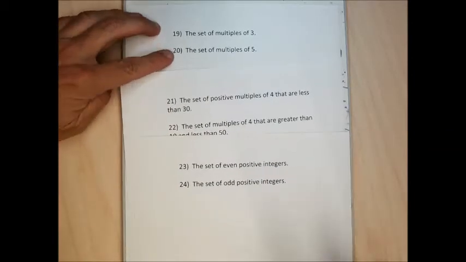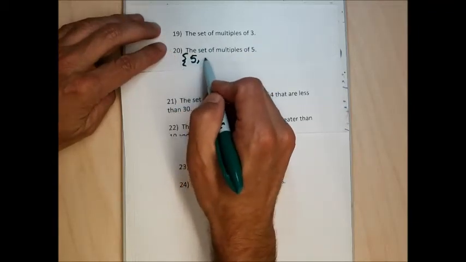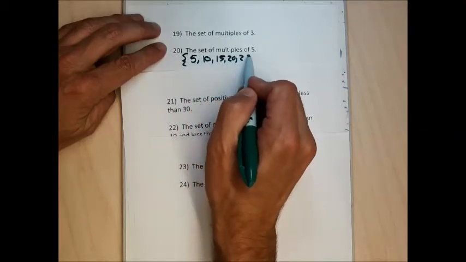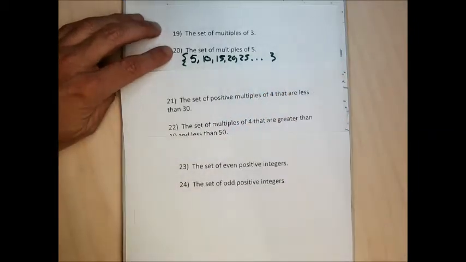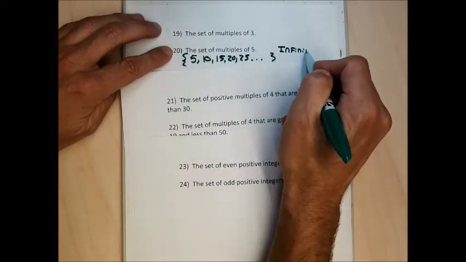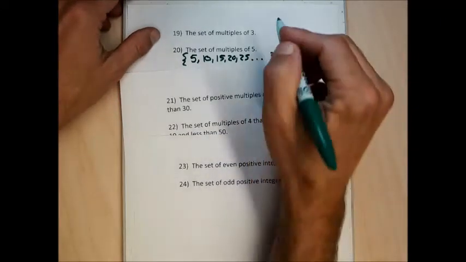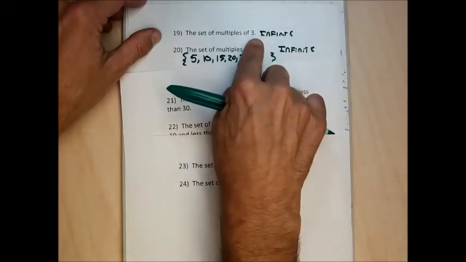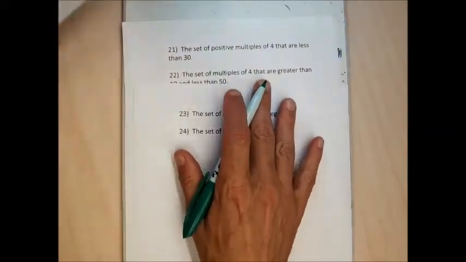For my problem 20, the set of multiples of 5, I can just do the positive multiples of 5. The positive multiples of 5 are like 5, 10, 15, 20, 25, 30, 35, 40, 45, 50. It goes on forever. So just the generic multiples of 5 is an example of an infinite set. Your problem 19 is going to be an infinite set as well, for the same reason. You would have like 3, 6, 9, 12, 15, and 18. You don't need to list the numbers. You just need to say whether it's infinite or finite.